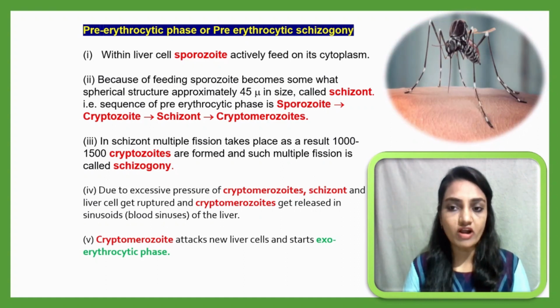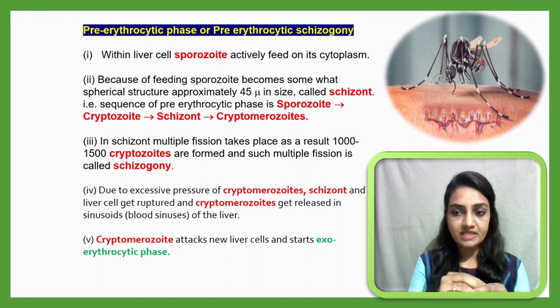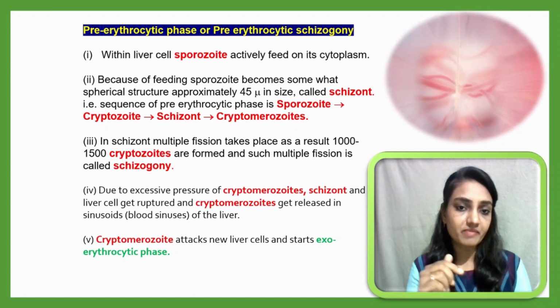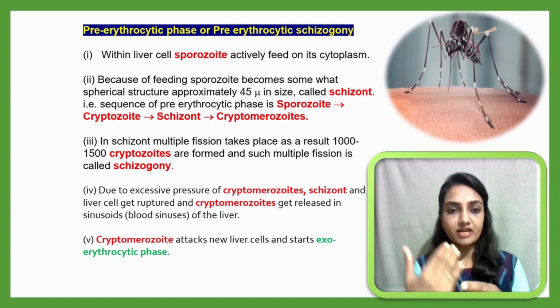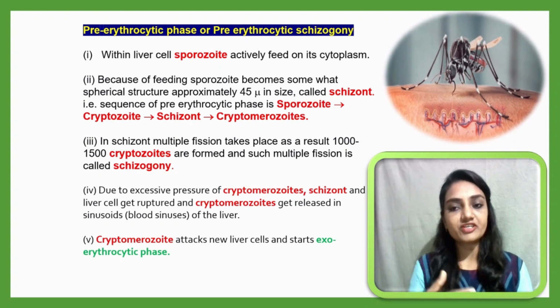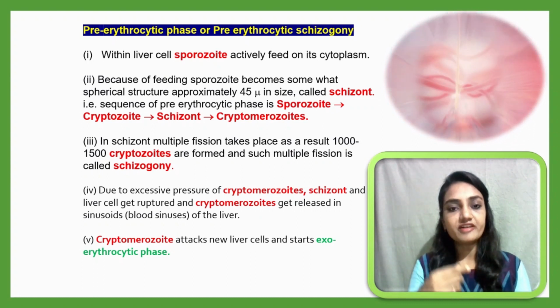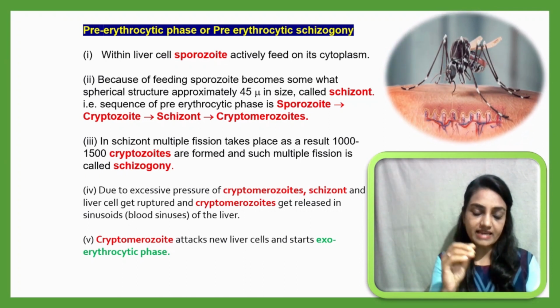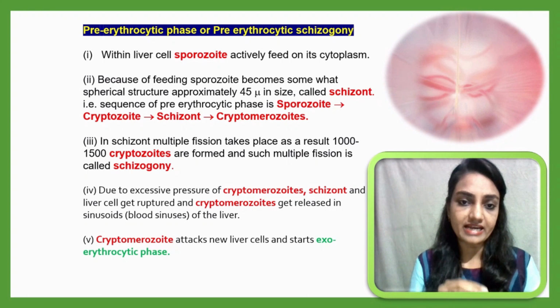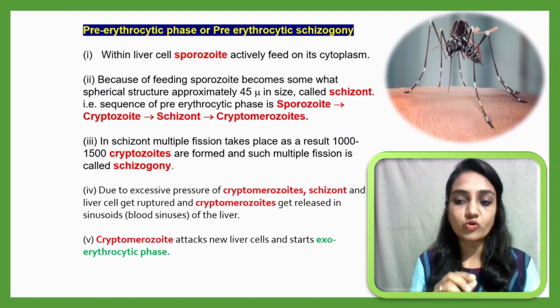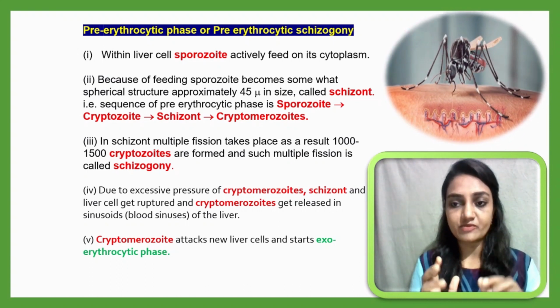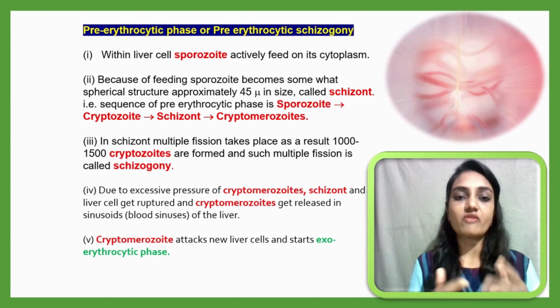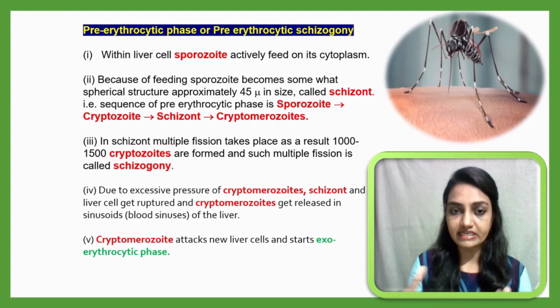So first of all, what happens: the mosquito bites, the saliva comes in contact with the blood, and by blood flow that saliva reaches the liver cells. When the mosquito bites and saliva enters our blood, Plasmodium enters in the form of sporozoites. A Plasmodium will be in the form of a sporozoite. We will learn in detail in the next slides.